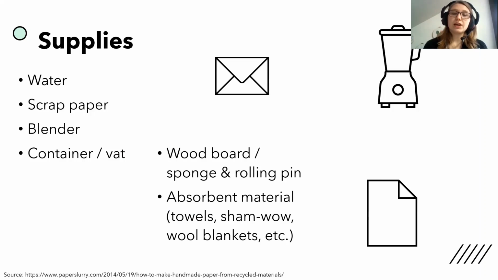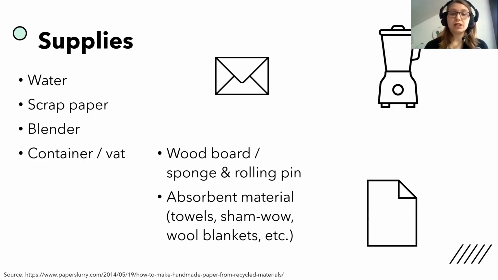And then you'll also need a flat surface. That can be a wooden board, that can be plexiglass. You can even just use your table. And then you're also definitely going to need a sponge. And if you want, you can also use a rolling pin or even one of those paint rollers. You can also use that in this procedure.